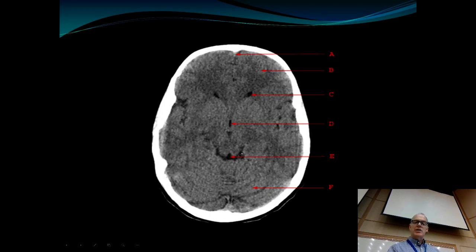All right, and this is actually a helpful space right here, kind of a smiley face right there. And it's a helpful space because it tells us what is around it. This is called the quadrigeminal space. Okay, and when we see that, we know that's the space right around the superior colliculi of the midbrain. So we know these are the superior colliculi then once we found that space.